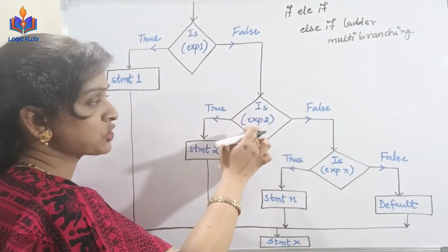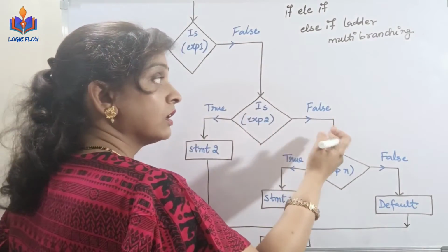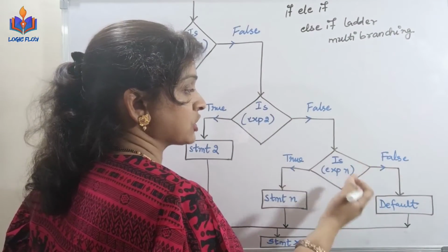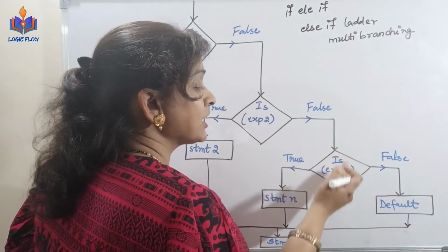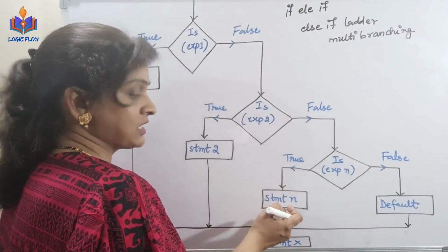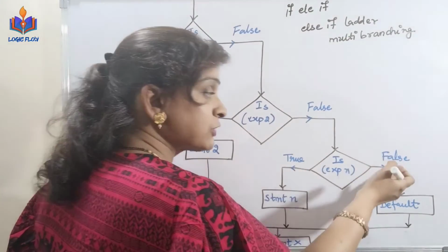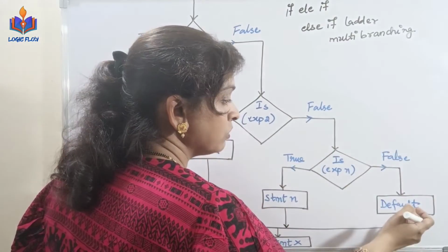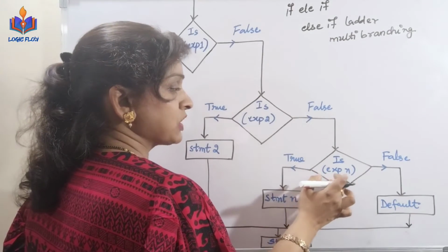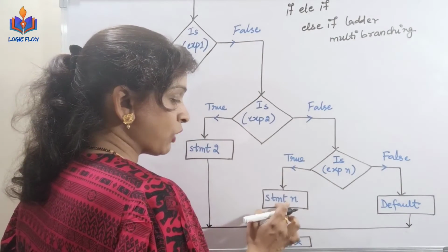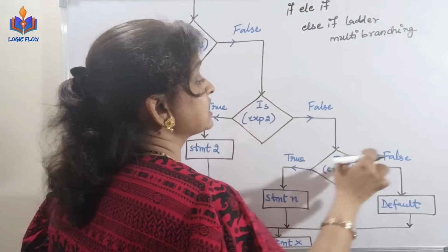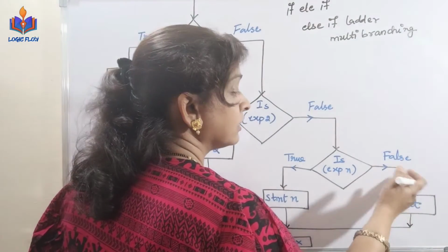But if expression 2 evaluates as false, then again check one more condition. Like this I can have n number of conditions. So I'm saying here expression n. Check expression n. If expression n evaluates as true, then you execute that statement. If not, if it is false, then come to default. See here, expression n, final else. If that expression evaluates as true, then execute the statement and go to statement X. But if that final else evaluates as false, nothing to check, then go to default.